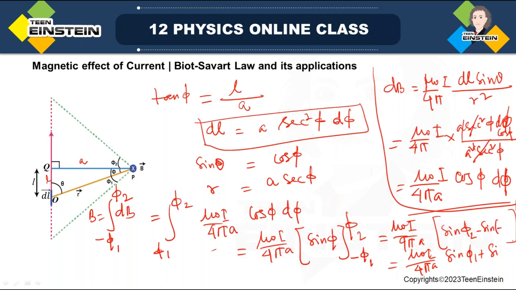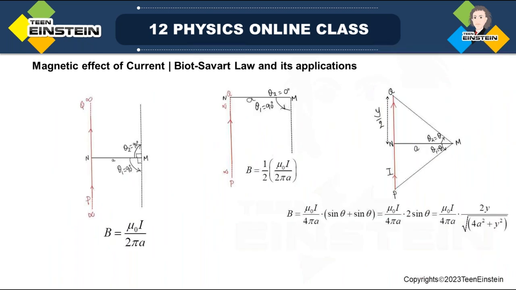Sine of minus phi 1. So that is what will make this positive: sine phi 1 and sine phi 2. So what we have got? Biot-Savart's law for a straight, so far we have just considered finite only. So for a finite current carrying conductor, B is equal to mu 0 I by 4 pi A.